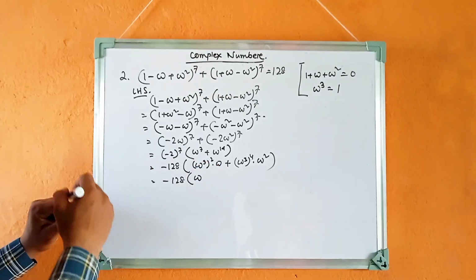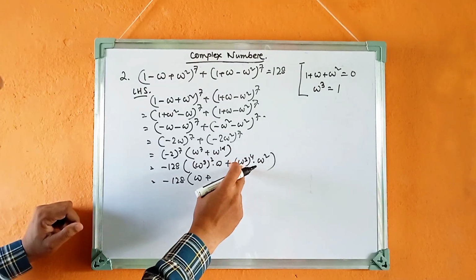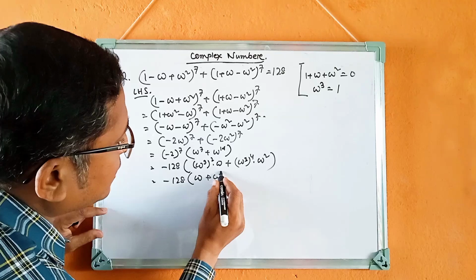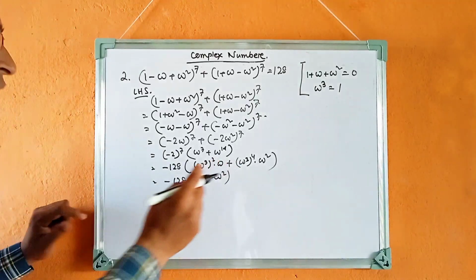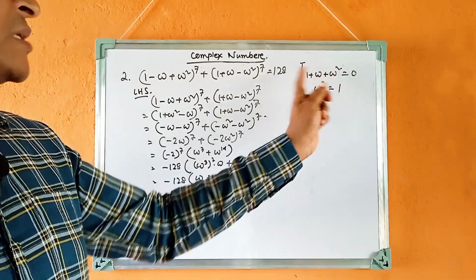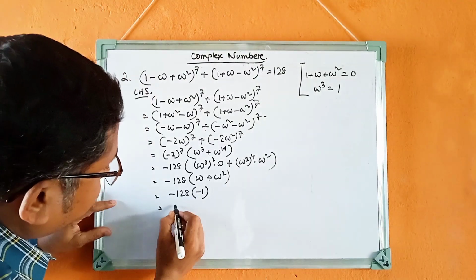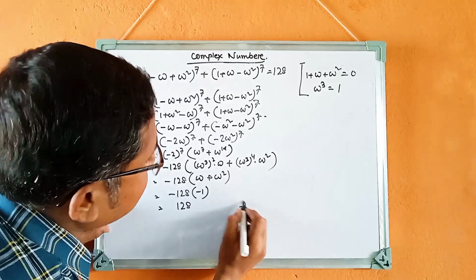Only remaining omega. Then same in the second case, omega cube equal to 1. Omega cube 1 to the power 4, that is 1. So omega square. So what is the value of omega plus omega square? Look, omega plus omega square, that is minus 1. Put it. So we get minus minus plus 128. Proved.